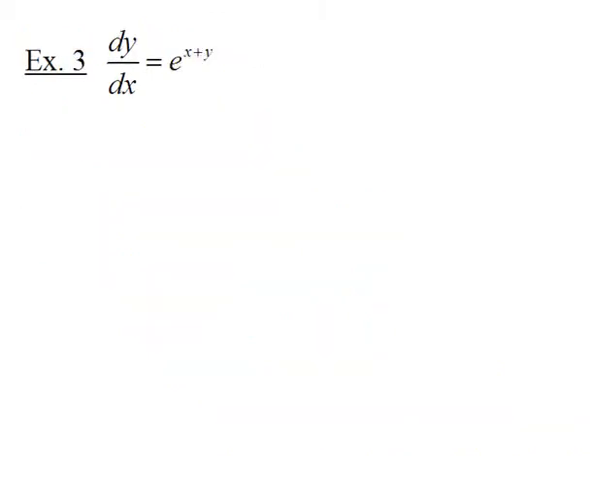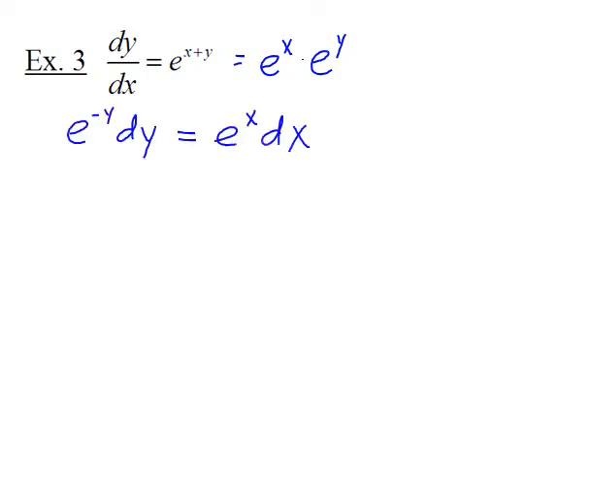In example 3, dy/dx equals e to the x plus y. To make this look more separable, I would rewrite e to the x plus y as e to the x times e to the y. Separate by multiplying by dx and dividing by e to the y. Take the integral of both sides, and the antiderivative is negative e to the negative y equals e to the x plus c.